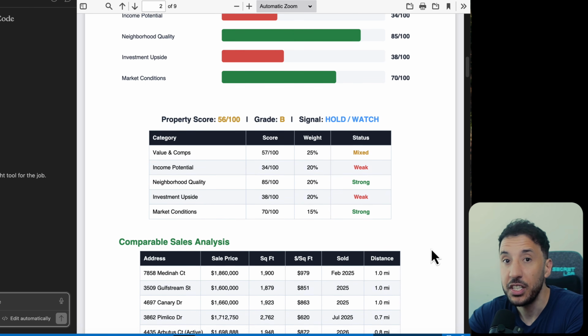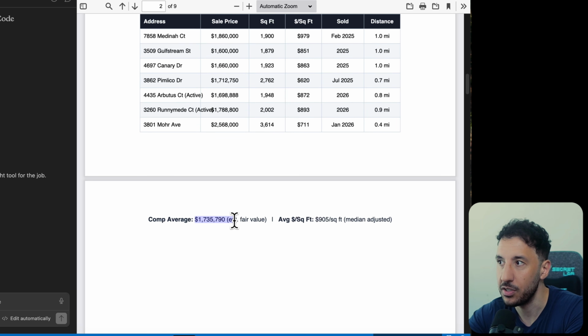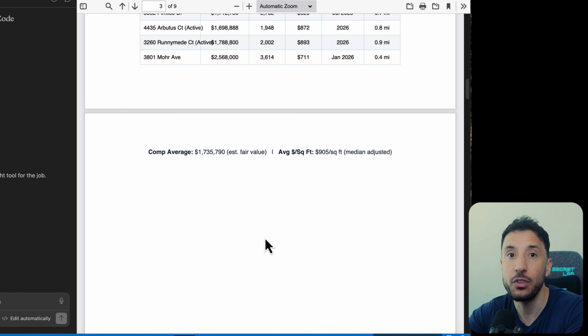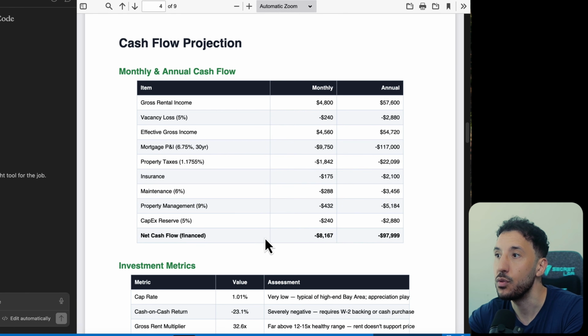It pulled 7 comparable sales nearby and estimated the fair market value for this house at $1.73 million. The listing price is $1.88 million, so that's about $144,000 overpriced. Now, cash flow projections, and this is the part that saves you from making a terrible mistake, right? So $4,800 a month in rent, but after mortgage, taxes, insurance, and everything else, you're negative $8,167 a month. That's almost $98,000 a year in losses.